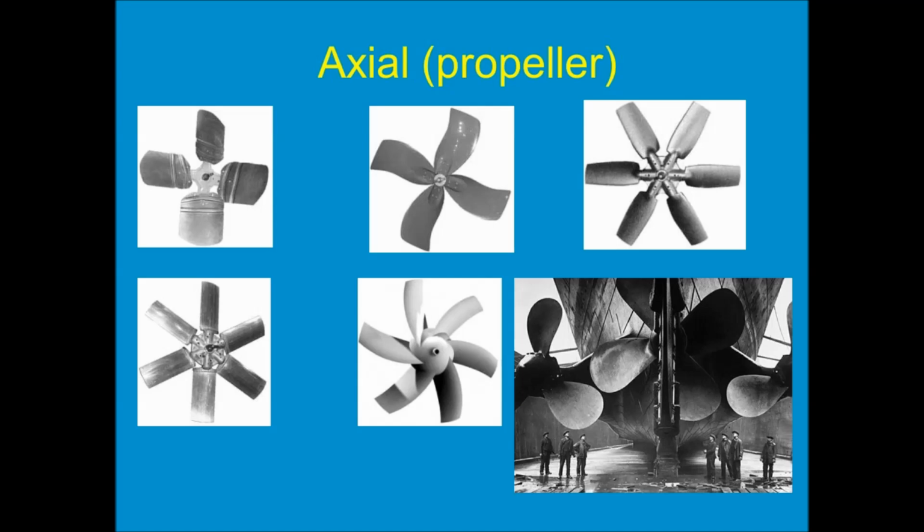And that image down on the lower right-hand side of this screen is the RMS Titanic, a photo taken just before the ship was launched and just before it sunk to the bottom of the North Atlantic. But even with boats, the propellers that they use are axial impellers. Blades attached to a central hub, and the blades are pitched, and when it rotates, it creates a pressure differential.